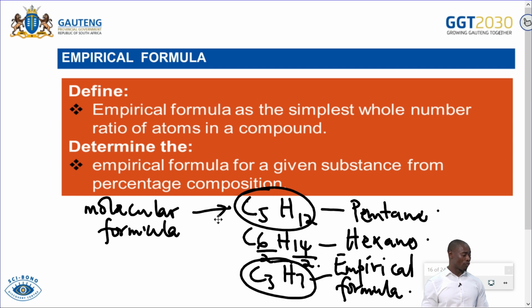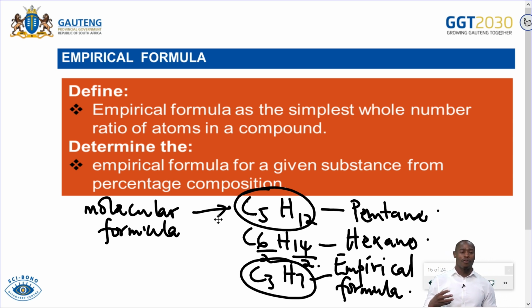Then the one that shows the simplest whole number ratio is the empirical. I've divided 6 by 2, 14 by 2, because the highest common factor between 6 and 14 is 2. Hence, I divided by 2. So C6H14 is the molecular formula of hexane. Then C3H7 is the empirical formula, because it shows the simplest whole number ratio of atoms present in a compound.